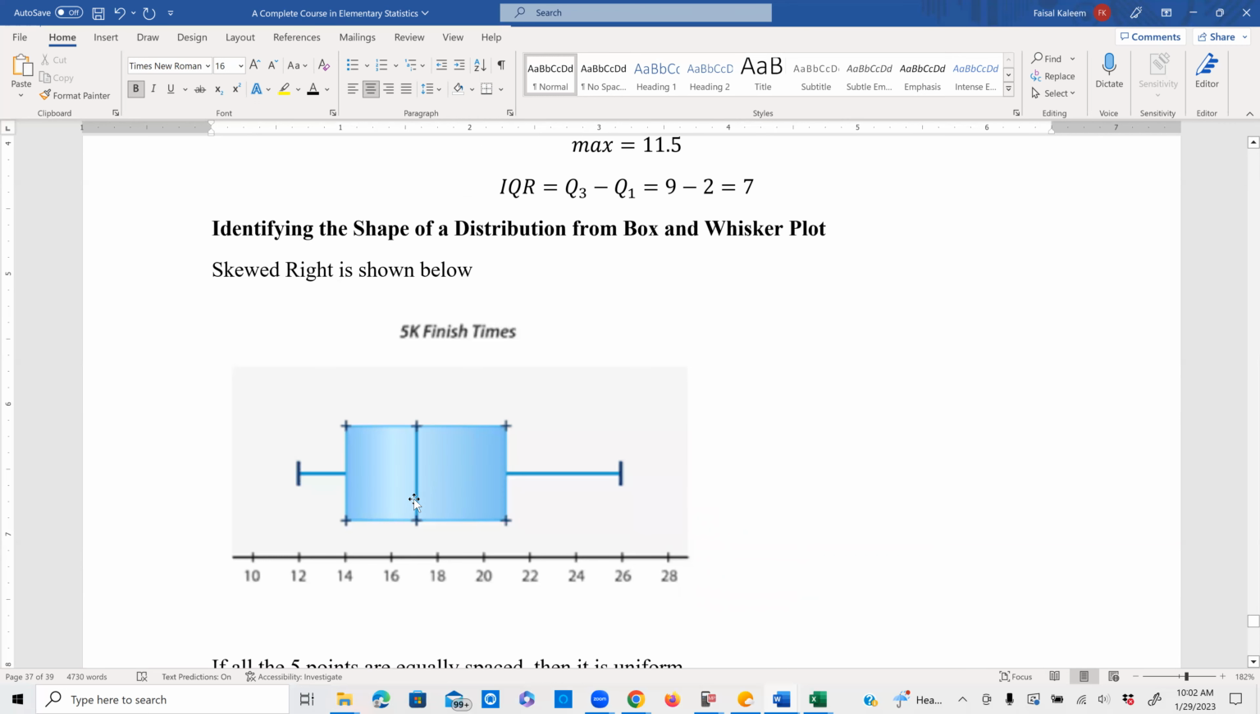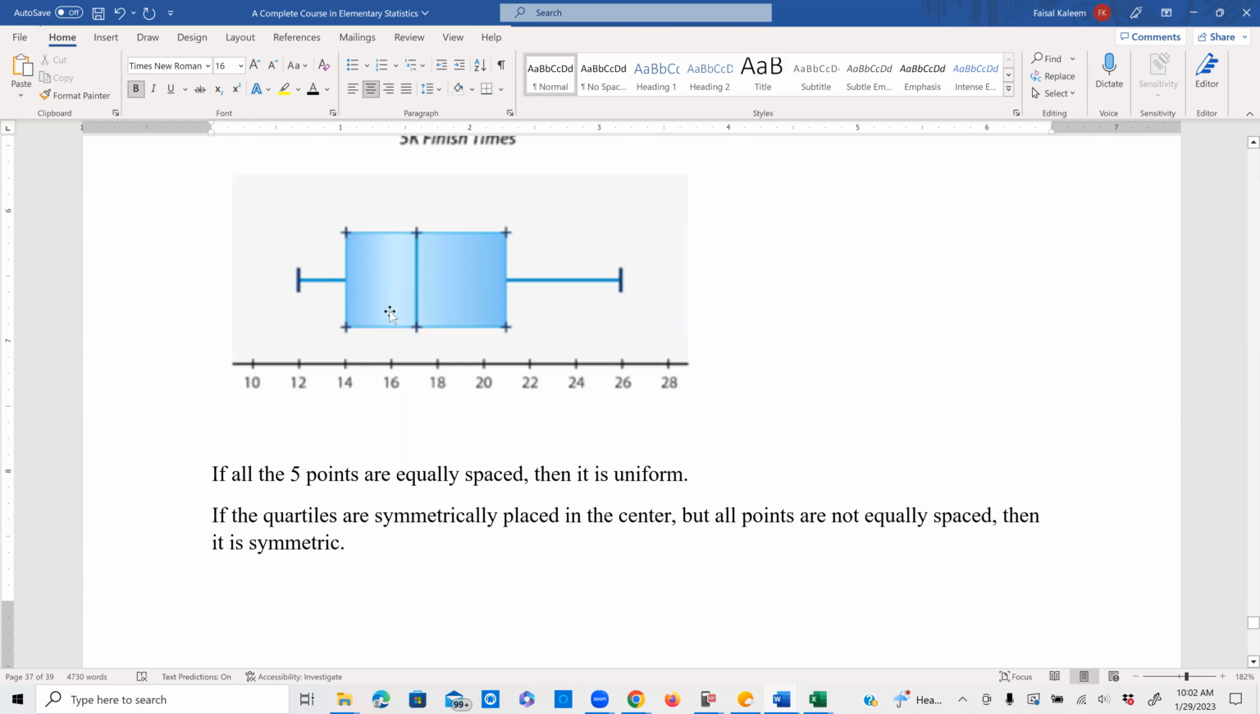This is skewed left because the median is occurring much later than the middle of the data. And it's skewed right when the median is occurring much earlier than the middle, and therefore the mean is larger than the median. Similarly, you can imagine what skewed right and skewed left will look like. In this case, the median bar will be more towards the right than you expect. If all these 5 points are equally spaced, then it will be uniform. And if they're not equally spaced, but the quartiles are sitting symmetrically with respect to the minimum and the maximum, then that will be symmetric.